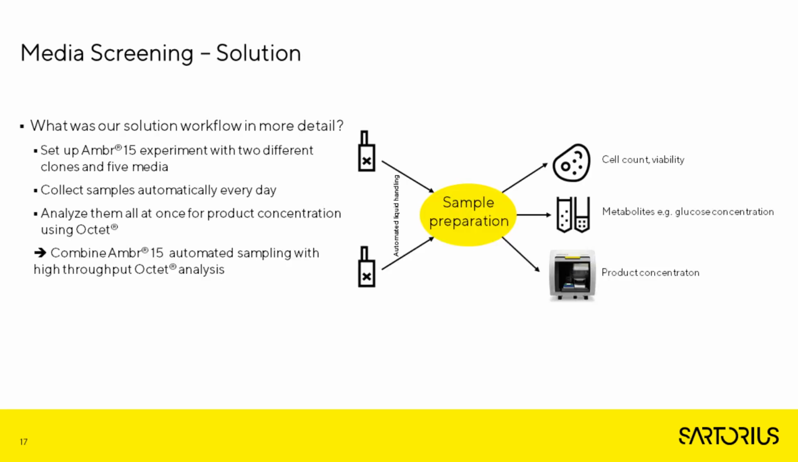So basically, our solution was to combine a device which is capable of cultivating multiple reactors at the same time with automated sampling, the Ember 15, and a device which is able to determine product concentration in a high throughput manner, the octet. For this, we set up an Ember 15 experiment with 2 clones and 5 media. We collected the samples automatically every day and analyzed them all at once for product concentration using the octet device.